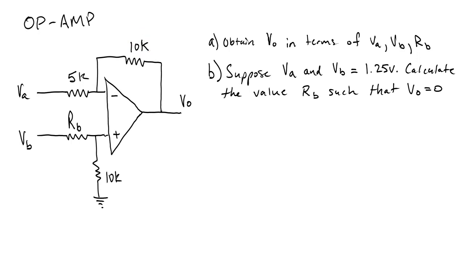Okay, let's get started. The two questions we have here: A, find VO in terms of VA, VB, and RB. So that's going to be our first plan of attack. Then we have a second question. B is suppose VA and VB are 1.25 volts. They want us to calculate the value RB such that VO equals 0 volts. So they're basically just giving us some givens for our unknowns, and they want us to figure out what RB value we need when VO is equal to 0. So let's start off with A.